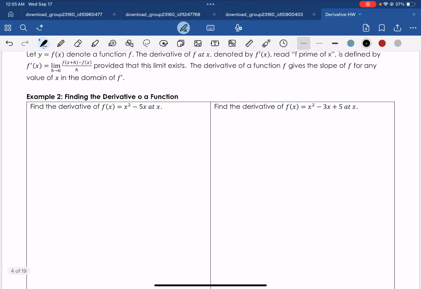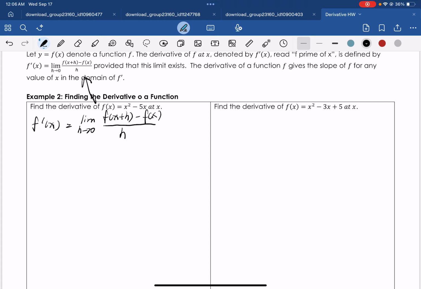Alright, so let's see the first question. Find the derivative of f of x equals x squared minus 5x at x. The first thing we should do is write f prime of x equals the limit as h approaches 0 of f of x plus h minus f of x over h. It's basically the same as the definition formula above.